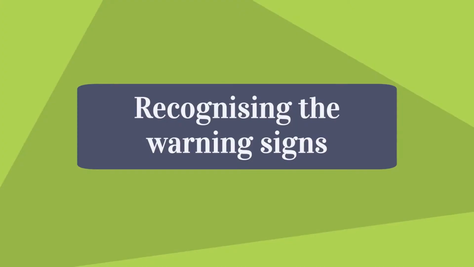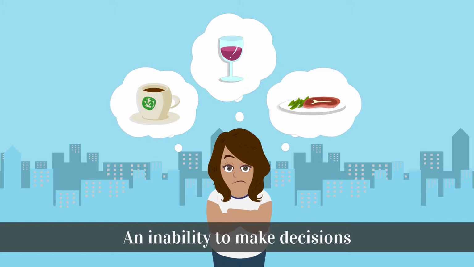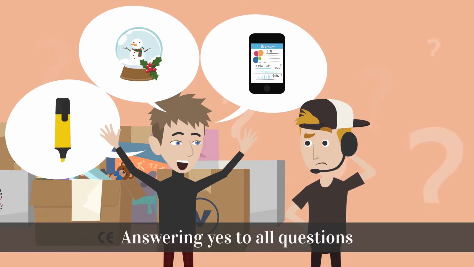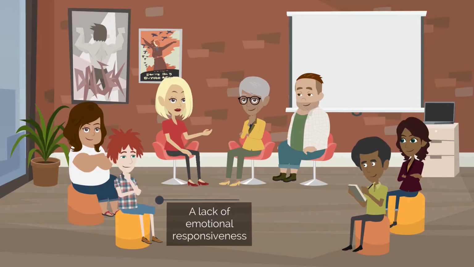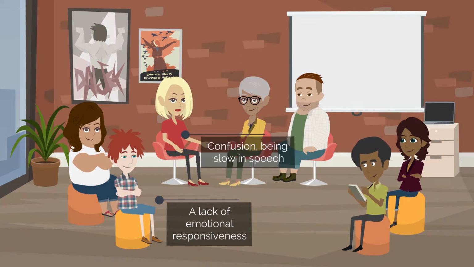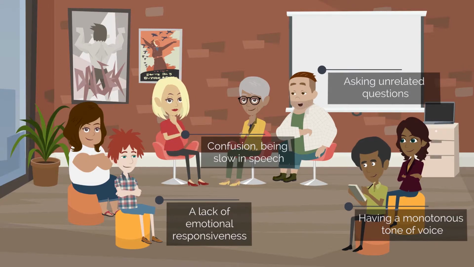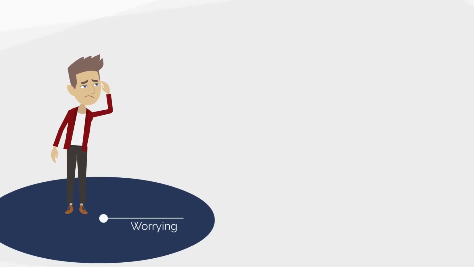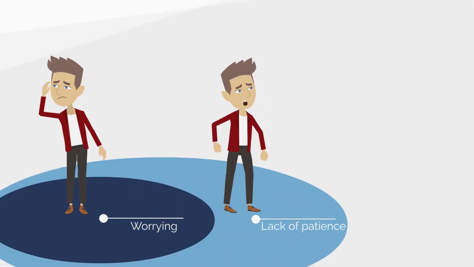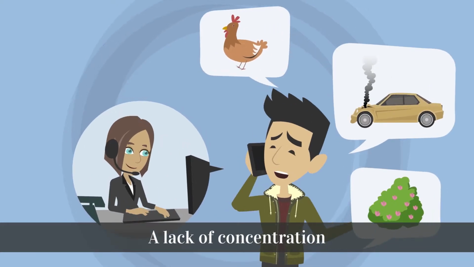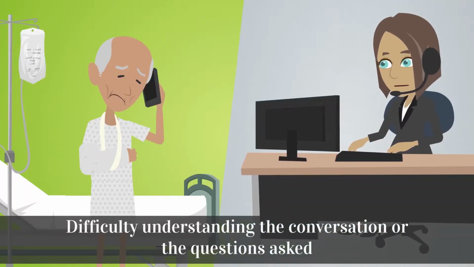Recognizing the warning signs. A person may demonstrate one or more of the following signs depending on the nature of their vulnerability: an inability to make decisions, constant repetition, answering yes to all questions, a lack of emotional responsiveness, confusion, being slow in speech and/or having a monotonous tone of voice, asking unrelated questions or making irrelevant points, excessive worrying including requiring repeated reassurance, a lack of patience, displaying irritability and anger, a lack of concentration, difficulty understanding the conversation or the questions asked.